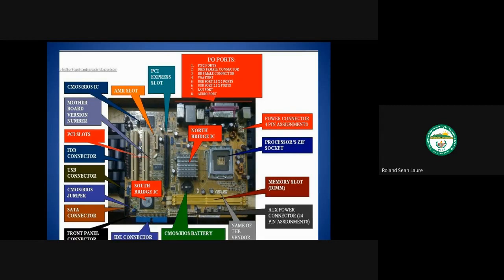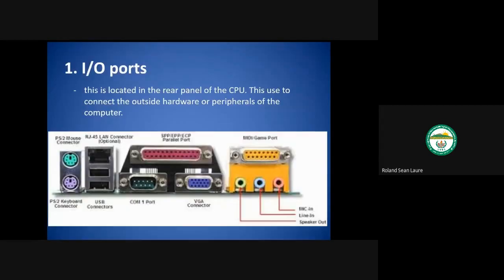So we will discuss them one by one. Okay, input-output ports. This is located at the rear panel of the CPU, or the system unit. This is located at the rear panel of the system unit. It is used to connect the outside hardware or peripherals of a computer.